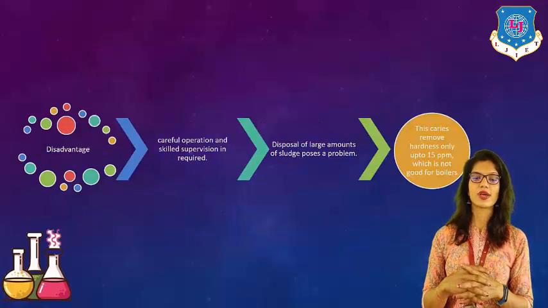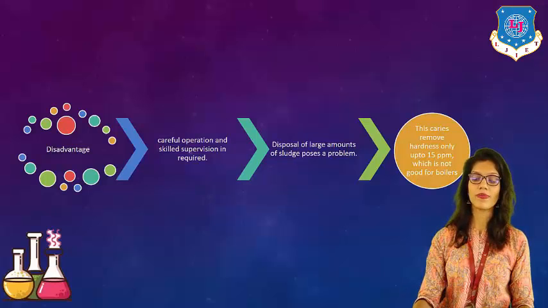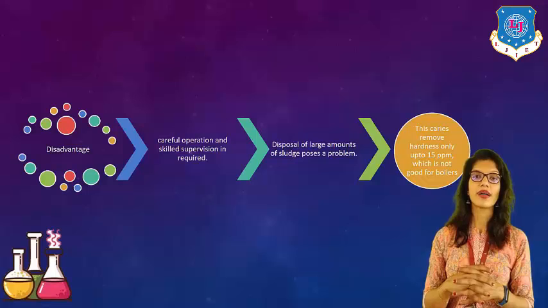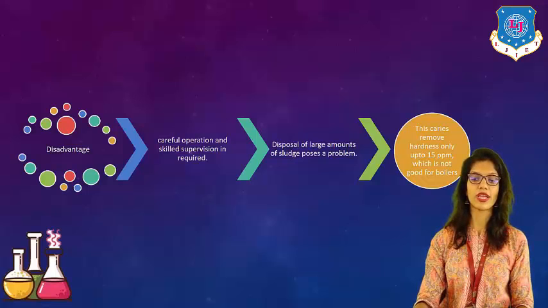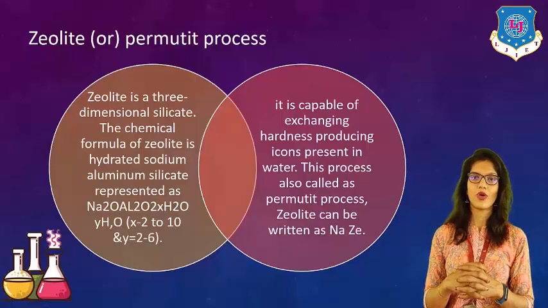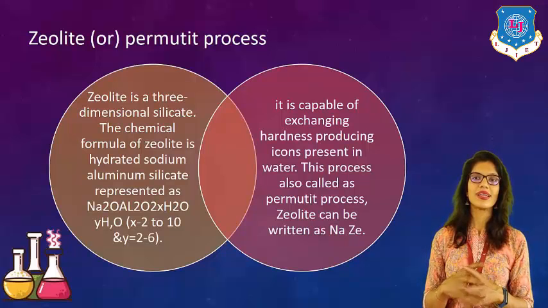Certain disadvantages are also there, like careful operation and skilled supervision are required, disposal of large amounts of sludge creates a problem, and it can remove the hardness only up to 15 ppm, which is not good for boilers. Now, let's move on to the next one.